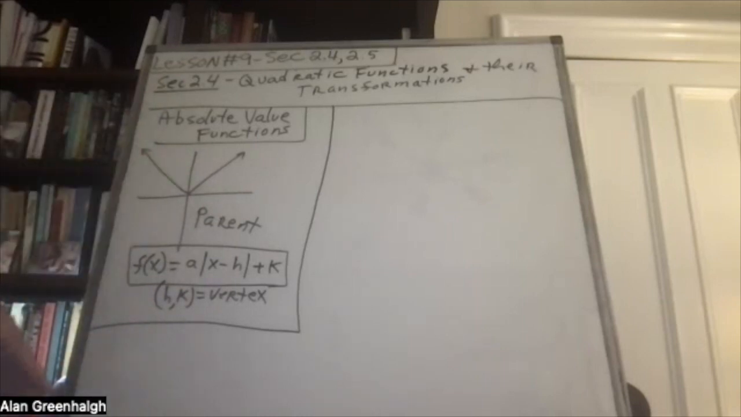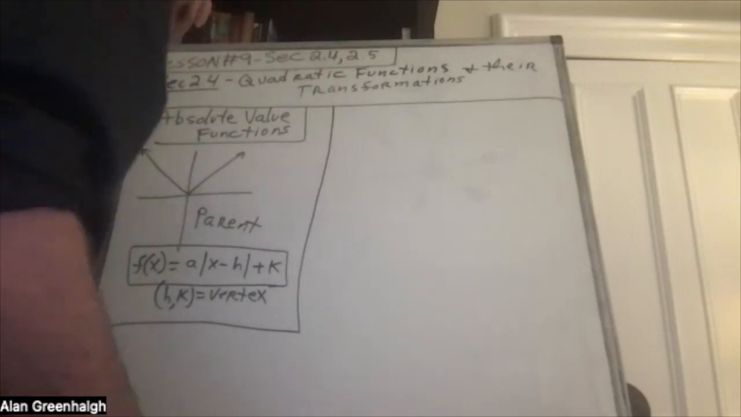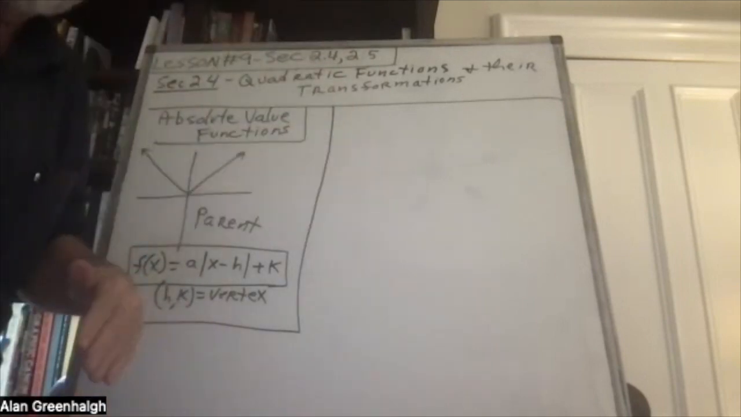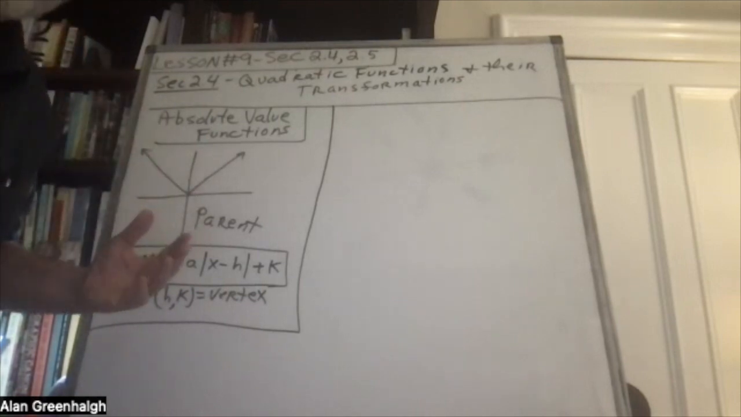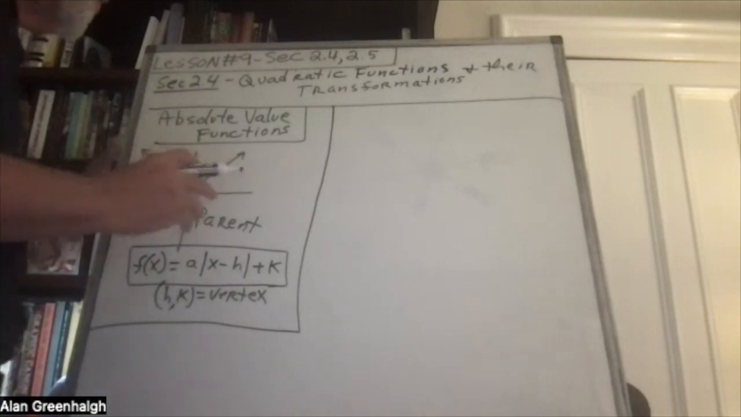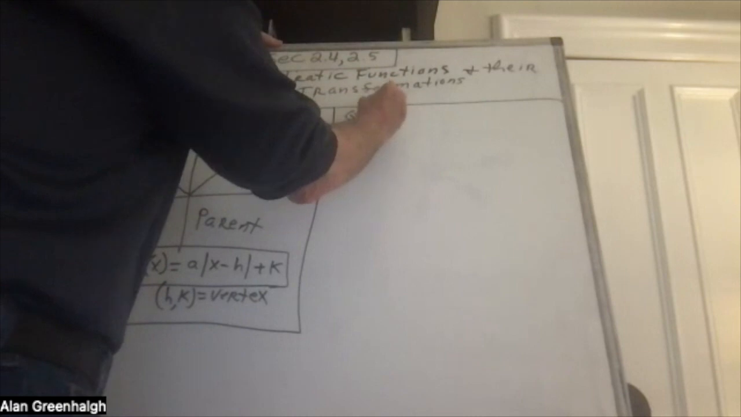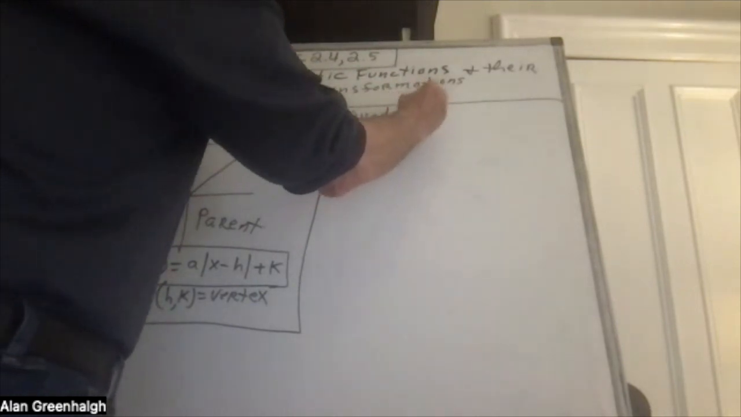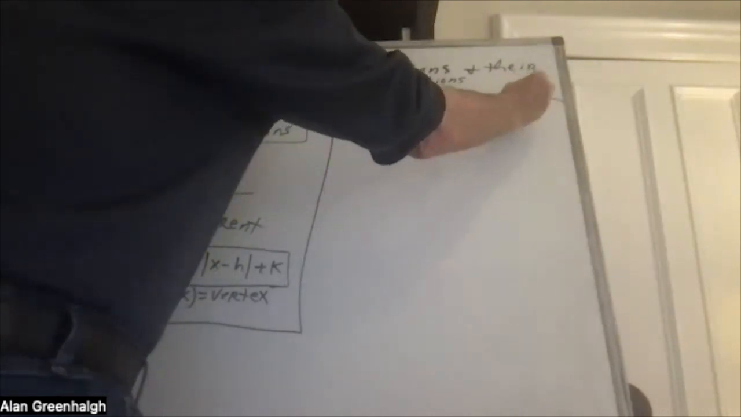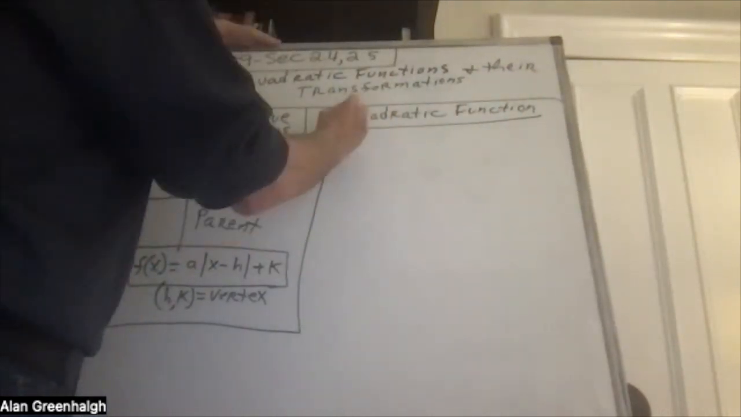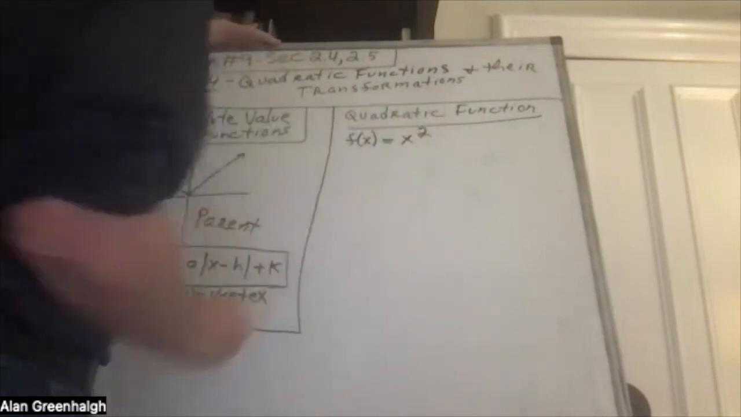Well, in this chapter, we're going to be talking about quadratic functions. And in fact, in the chapter after this one, chapter 2.5, we're going to be talking about higher degree functions, which will really be fun. But now we're going to be talking about the quadratic function. And the quadratic function is f of x equals x squared.